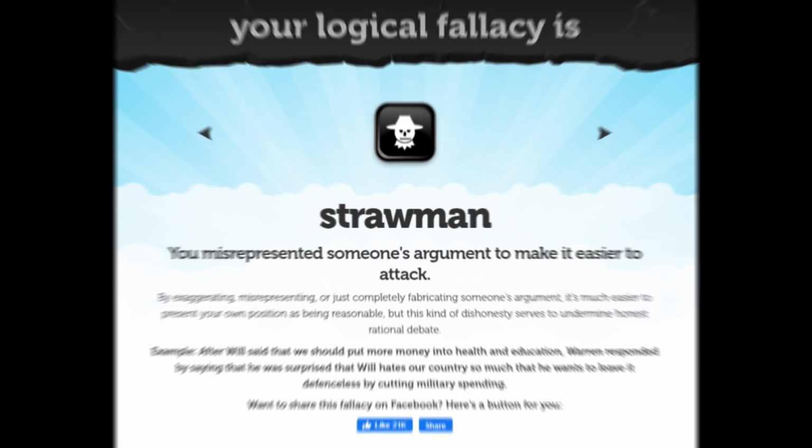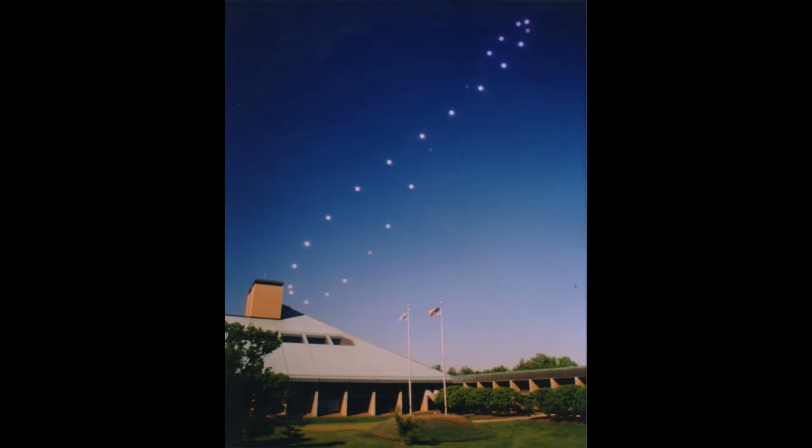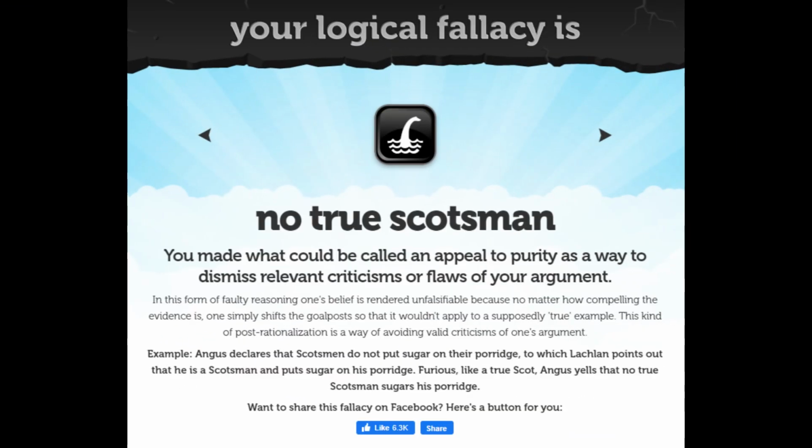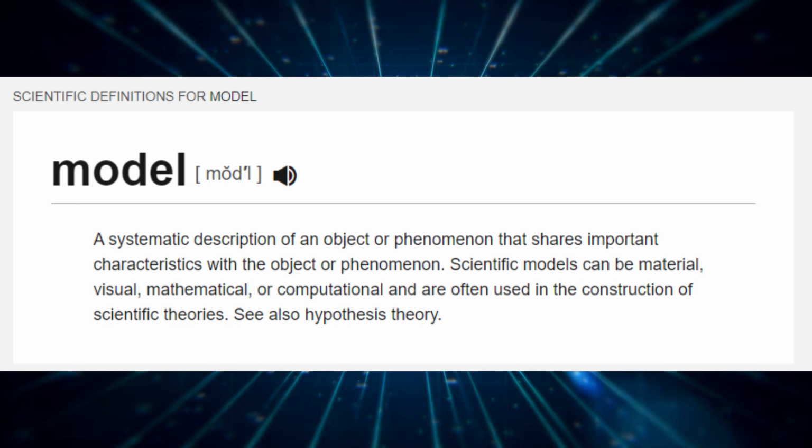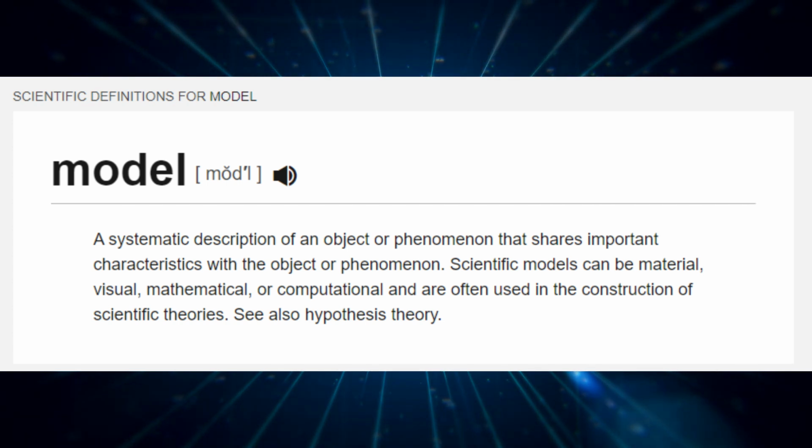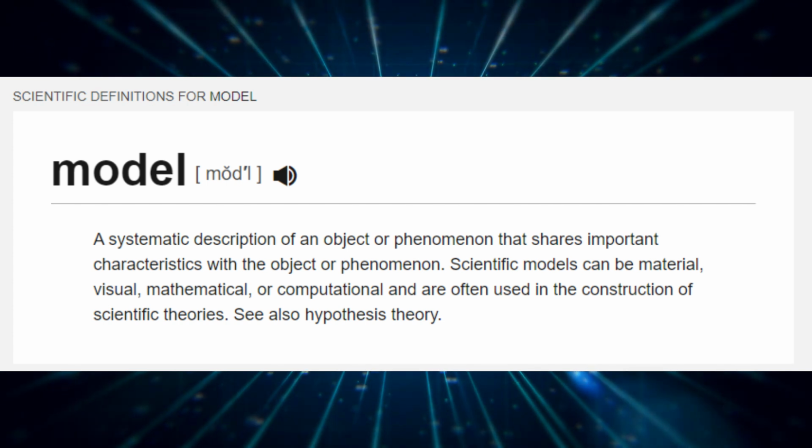Okay, to claim that my model has no math is a straw man argument. It's misrepresenting my model. My model has days and years and measurements involved. And to say it has to have math in order to qualify as a model is a no true Scotsman fallacy. It's like saying, no true Scotsman puts sugar on their porridge, when that was never a requirement to be a true Scotsman. By definition, a scientific model can be material, visual, mathematical, or computational.